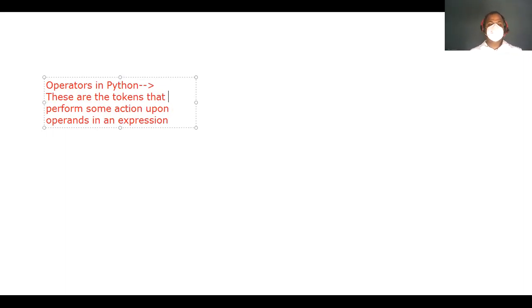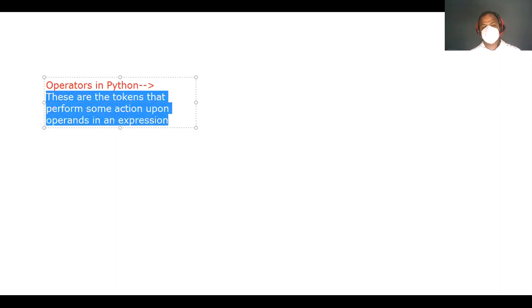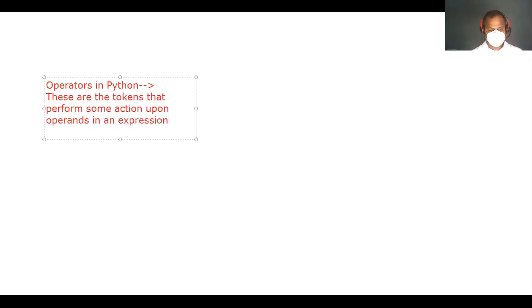These are the tokens that perform some action upon operands in an expression. Suppose we write a plus b, then here a and b both are operands, and the symbol used in between, this plus sign, is the operator. So let us proceed. Next topic related to this, that is types of operators.